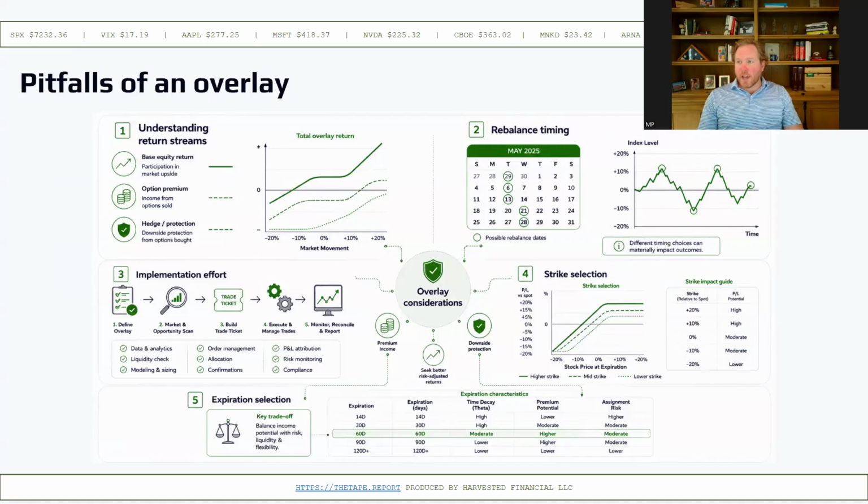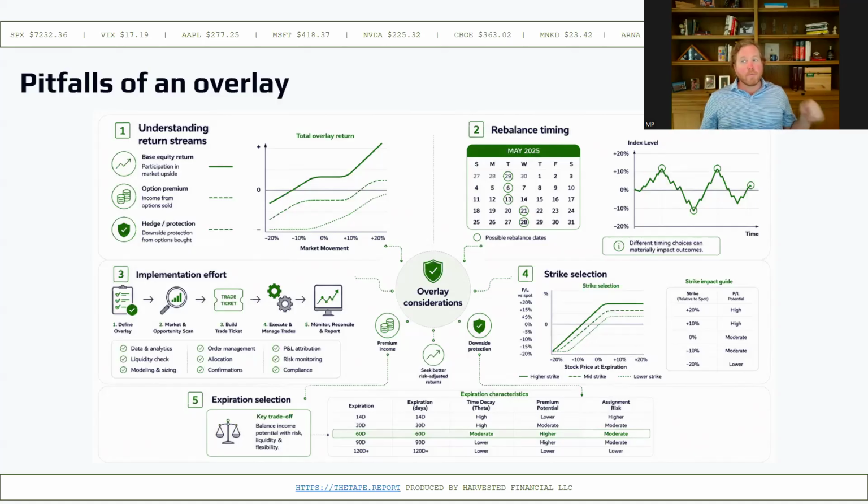So the pitfalls of the overlay, a lot of items on this screen. And that's because anytime you're working with options, there are a lot of things to consider. And there are a lot of moving parts at any given time. There's a lot of timing and decisions to be made. But just to highlight a couple of these, and a lot of the problems that we're trying to solve over at Harvested Financial and the tape report are some of these pitfalls. So the first is understanding the return streams. And next up, I'll give you a little preview of some of the tools that we have to help understand those return streams.